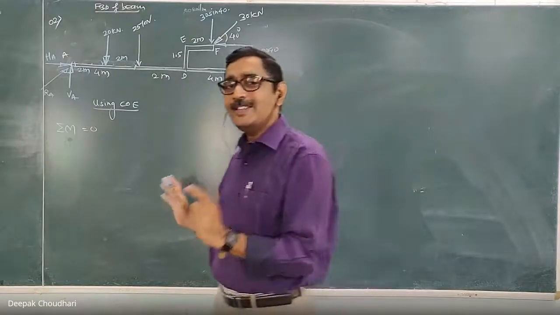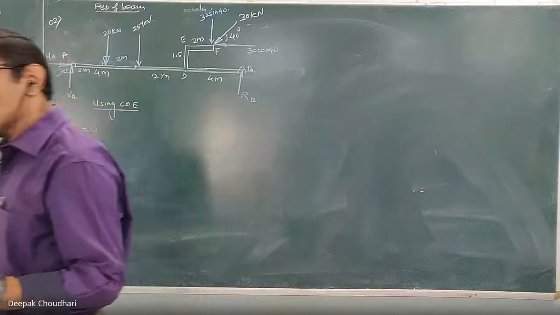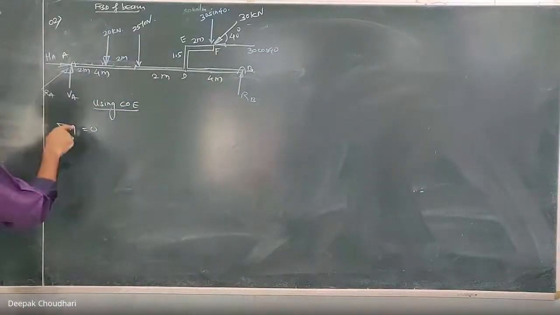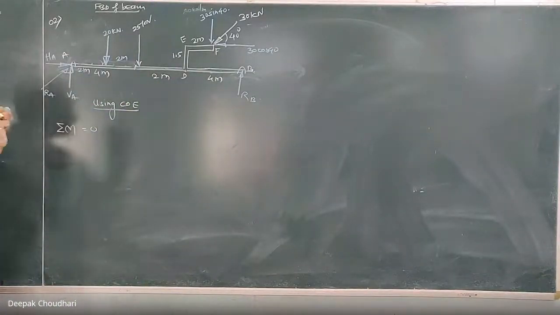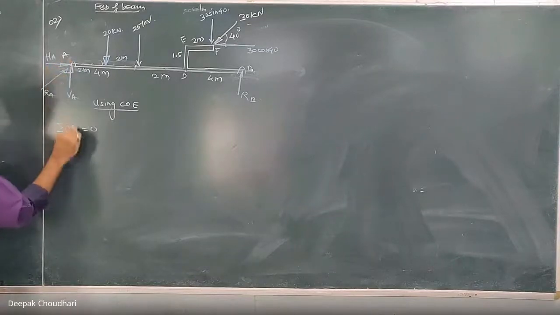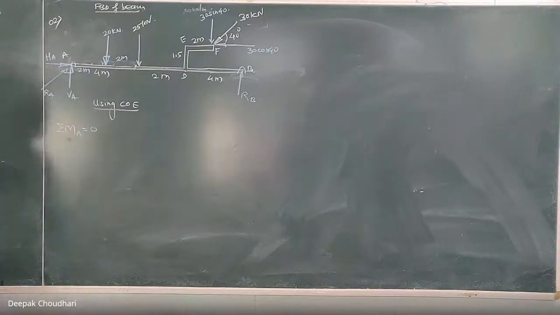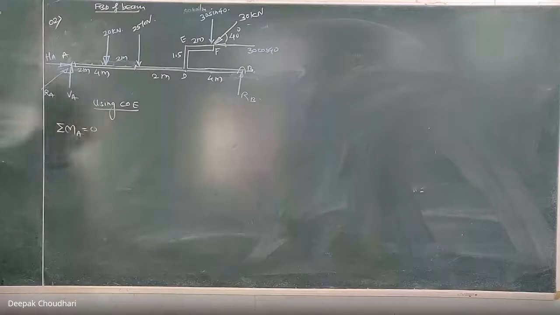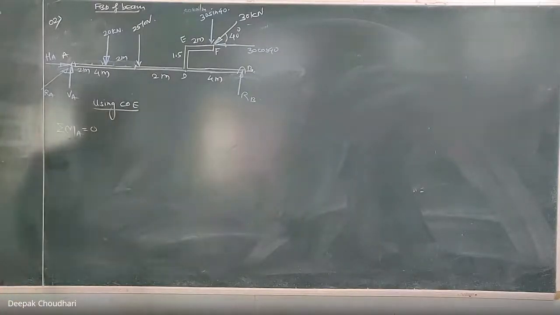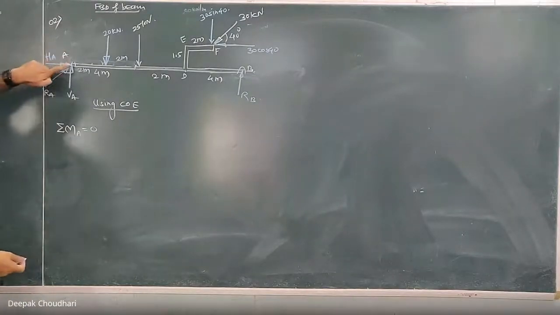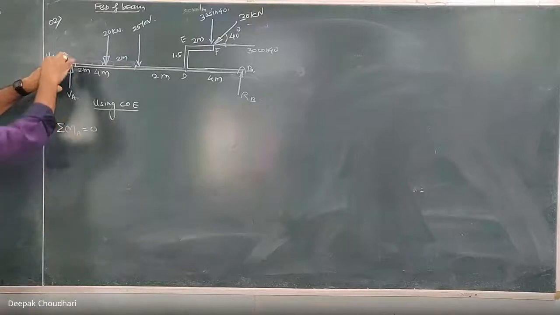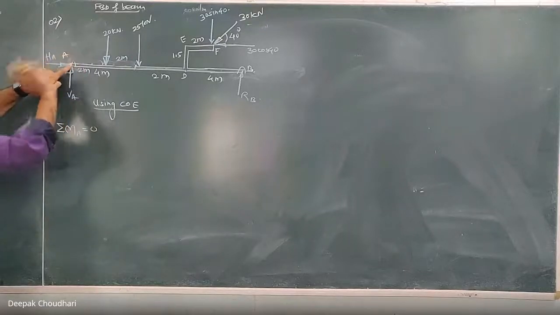So to make the calculation simple, we have to select the moment center at that point where maximum unknowns are meeting. So A is the point where maximum unknowns are meeting. Let's take the moment at point A. Take clockwise moment negative, anti-clockwise positive. We are taking the moment about point A, so keep one finger at A. So moment of HA and VA becomes 0, both are passing through A.